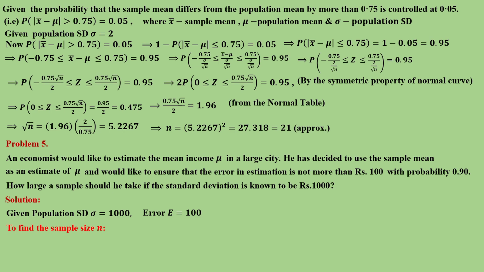To find the sample size n, we know the formula. Because the error is given, we are using that formula directly: n is equal to Z alpha squared sigma squared by E squared. Here the probability is 0.90, so for 90%, the value of Z is 1.645. So n is equal to 1.645 squared, 1000 squared by 100 squared, which is 270.6025, approximately 271 sample size. Thanks.